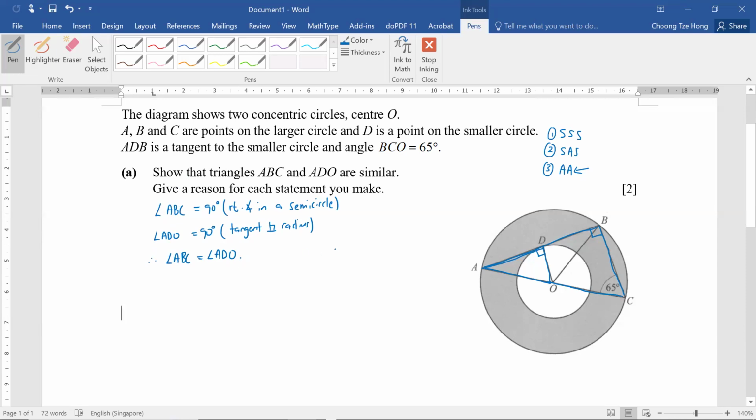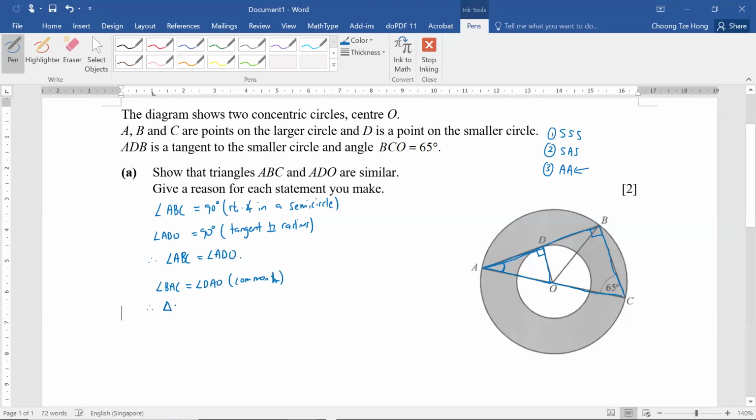Now we just need to find one more pair of equal angles, and then we will be able to prove similarity. Whenever two triangles are overlapping, you see ADO is overlapping on the big triangle ABC, so there will be a common angle over here, and this common angle will be the second pair of corresponding angles. So what we can write is angle BAC is equal to angle DAO. This is a common angle.